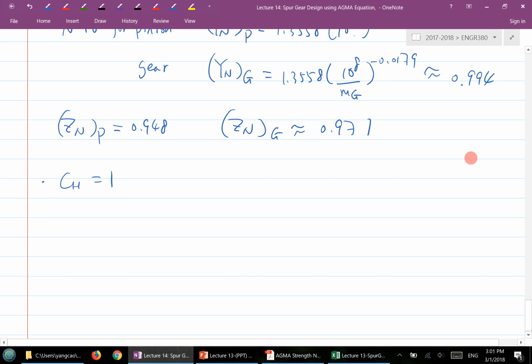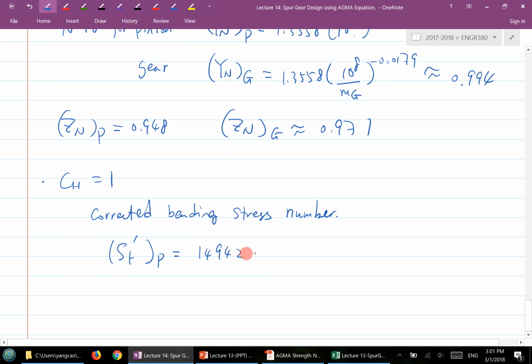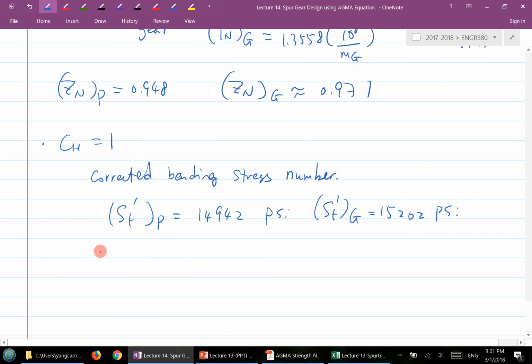So once we have all of these factors now, we can calculate the corrected bending stress number. So you get your ST prime for the pinion, 14,942, and then you get your ST prime for the gear, 15,202 psi. And similarly, you can get your corrected contact stress now.